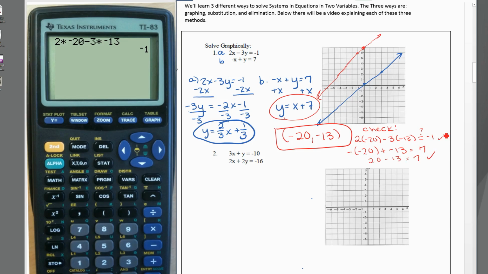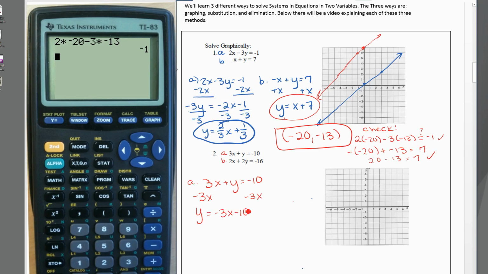Okay, now let's look at the next one. We have 3x plus y equals negative 10, and 2x plus 2y equals negative 16. So we'll call this A and this B. For A here, we have 3x plus y equals negative 10. To solve for y, we just need to subtract 3x from both sides. So we get y equals negative 3x minus 10.